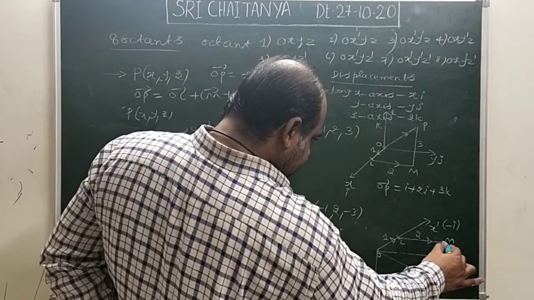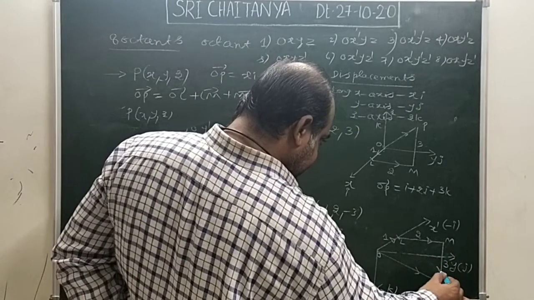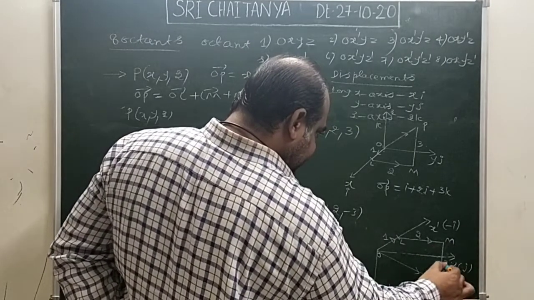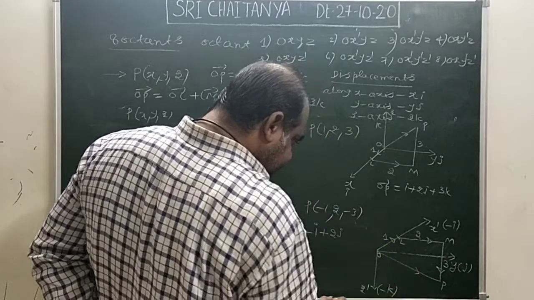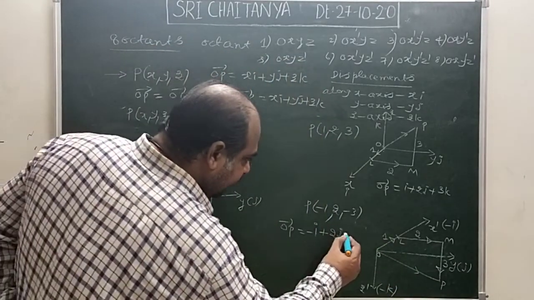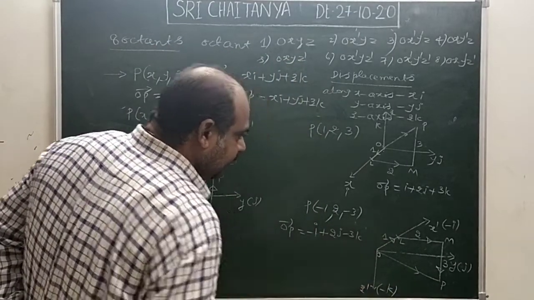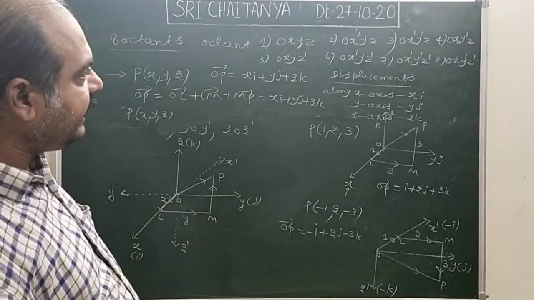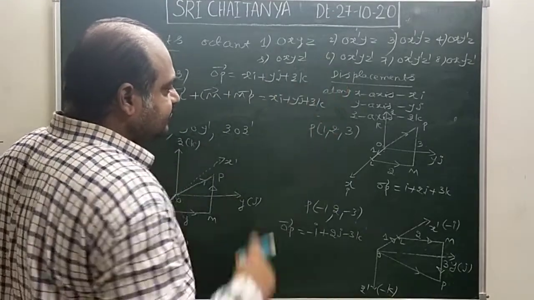Then 3 units towards this side, this direction. That means 3 units is the magnitude and towards this direction, the unit vector is what? Minus k. So minus 3k. That means this is in octant 6.